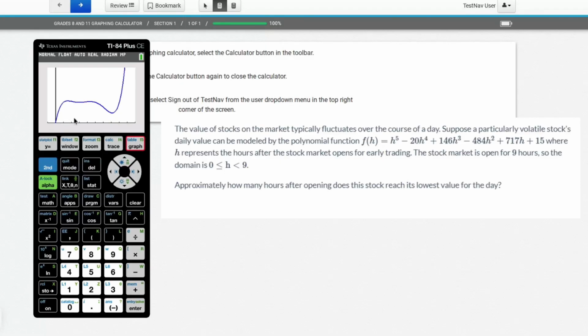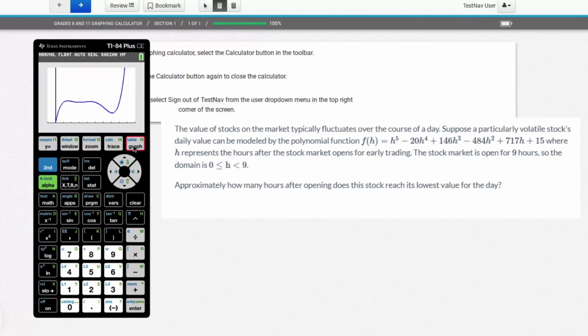So if I know the minimum value is going to happen right away, why don't I plug in 0, or see what happens at 0? So at 0, I have 15. So how many hours after its opening does this stock reach its lowest of the day? Well, immediately. Okay, immediately. I don't like the way I set this problem up.